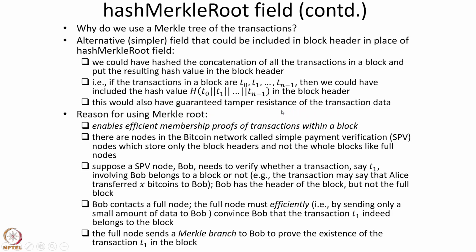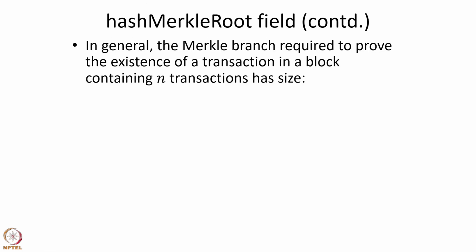So in our example, the full node presented an efficient membership proof of the transaction T1 within a particular block, whose block header was present with Bob, but Bob did not have the full block with him. In general, the Merkle branch required to prove the existence of a transaction in a block containing n transactions has size O(log n to the base 2).